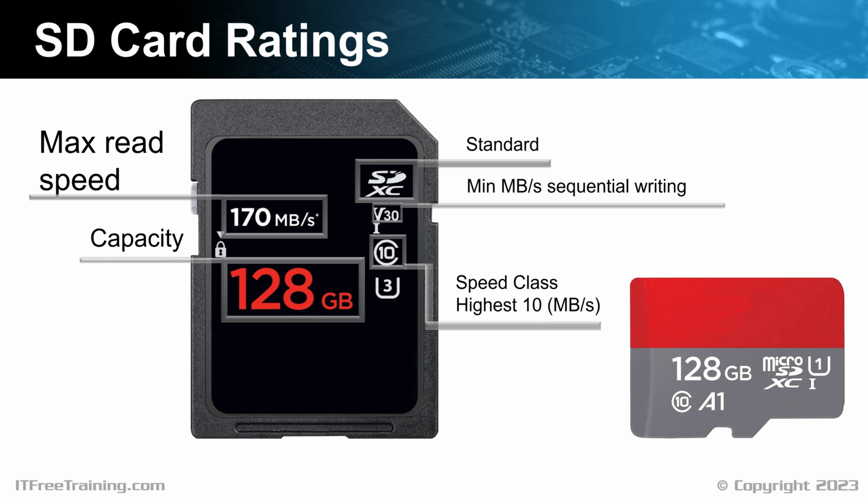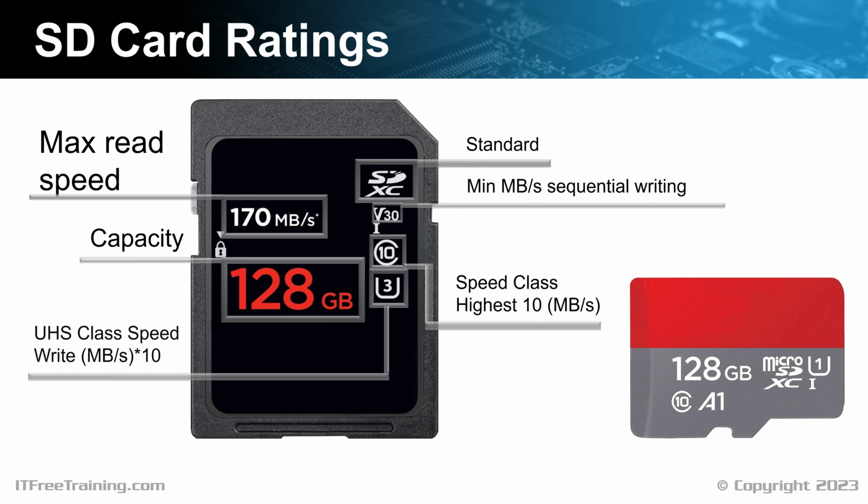This, once again, gives a minimum sequential write speed. However, this is a multiple of 10. In this example, the SD card will always perform a minimum of 30 megabytes per second write speed, even under load. The next specification is a number inside the U, referred to as the UHS class speed. This is the minimum sequential write speed, and once again, you need to multiply the number by 10. For this example, the minimum write speed would be 30 megabytes per second.